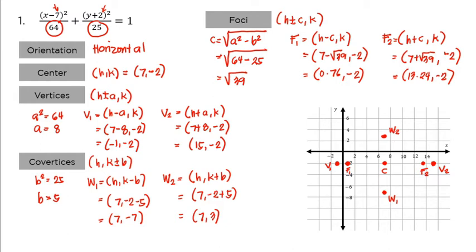So from that, we can now sketch the ellipse. So our ellipse will be this one. Okay? So just connect the vertices and the co-vertices. Okay? So more likely, our ellipse will look like this one. Okay, so that's it for number 1.